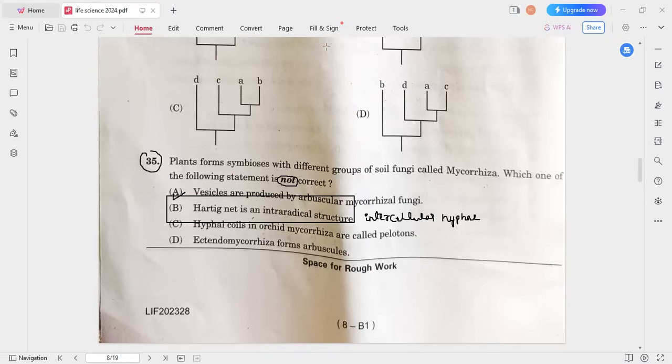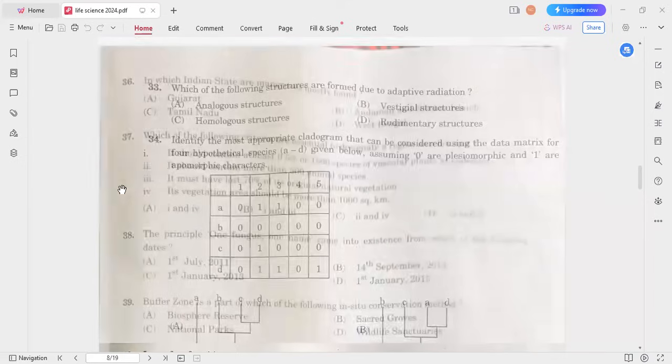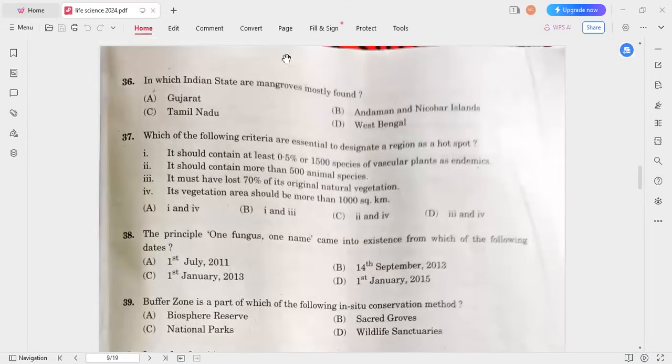Okay. So now move on to the next question. That is question number 36. In which Indian state are mangroves mostly found? Okay. So here the mangroves are mostly found in West Bengal. That is option D.